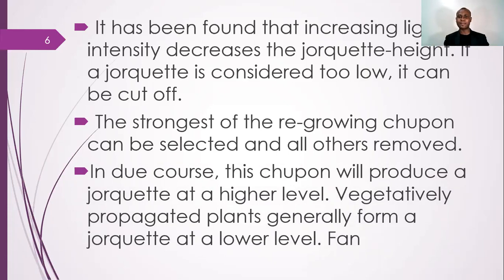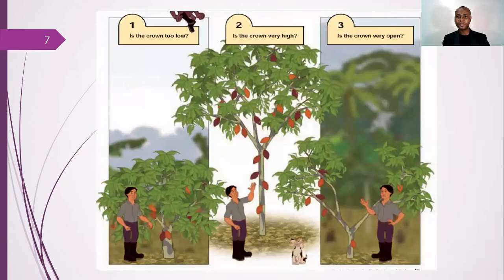Vegetatively propagated plants of cacao generally have a jockey at a lower level. So it will take proper training for grafted seedlings to produce a jockey at a higher level, because lower jockey formation is usually not recommended. Now let's look at these pictures here.